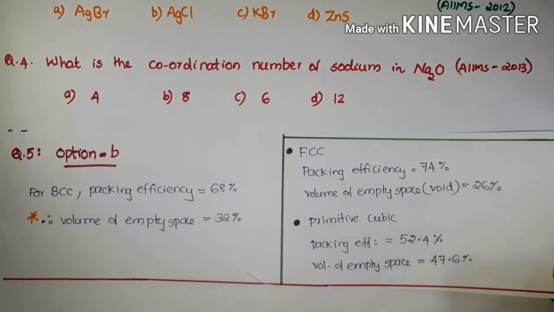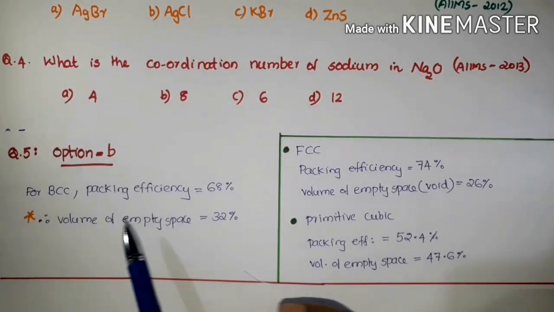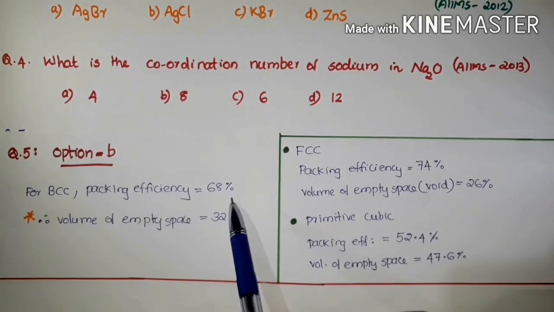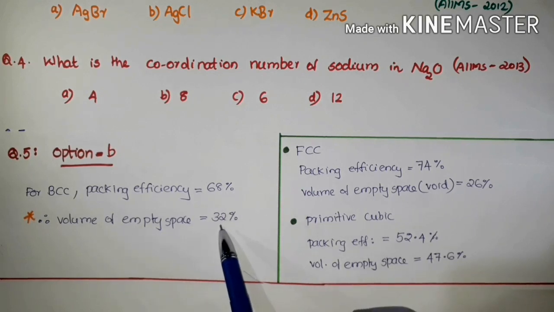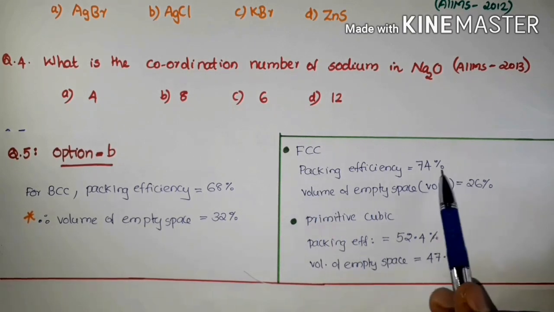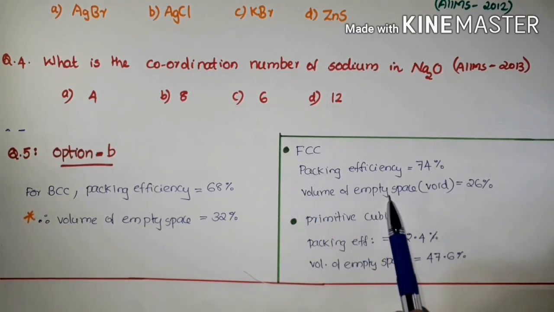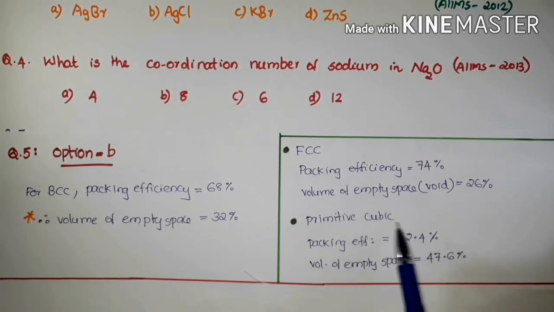Check the answer. For BCC, packing efficiency is 68%. 68% space is filled, therefore empty space is 32%. So answer is 32. For FCC, packing efficiency is 74%, therefore volume of empty space is 26%. For primitive cubic unit cell, packing efficiency is 52.4%, therefore volume of empty space is 47.6%.